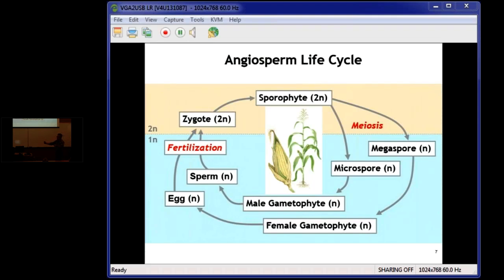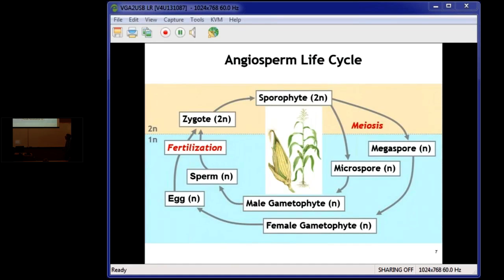These two spores undergo an elaborate set of developmental processes that I'm not going to talk about today to produce the male gametophyte and the female gametophyte respectively. Within the male and the female gametophytic structures, you have formation of the gametes, which are the sperm and the egg respectively, which then come together in the process of fertilization to produce the next generation, which starts with a zygote. It's a diploid structure that undergoes elaborate developmental processes to produce the sporophyte, which then recapitulates the process again.